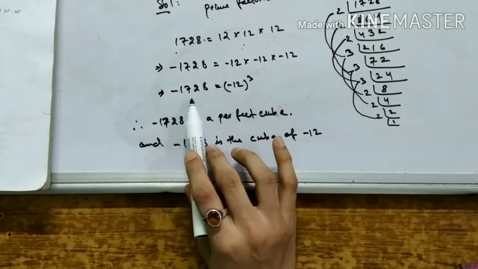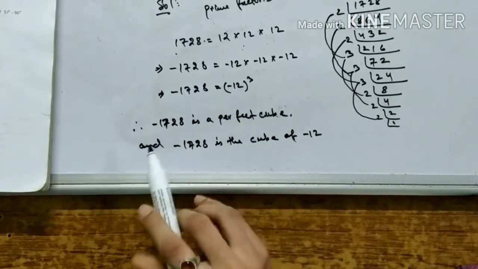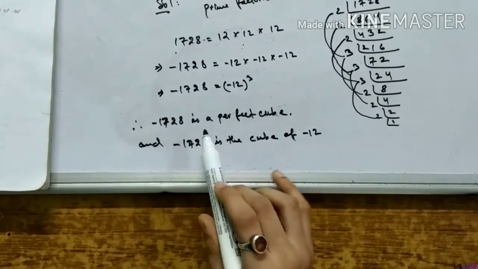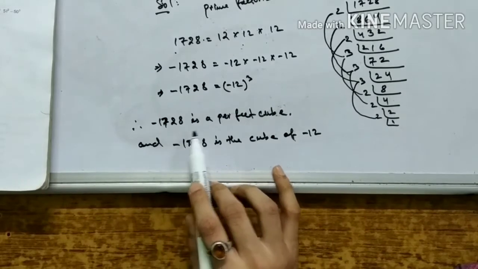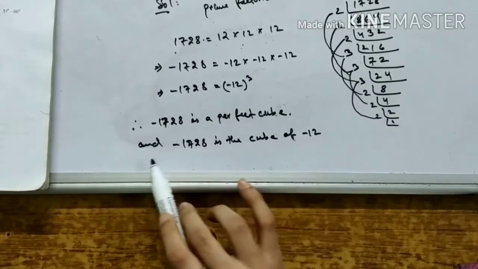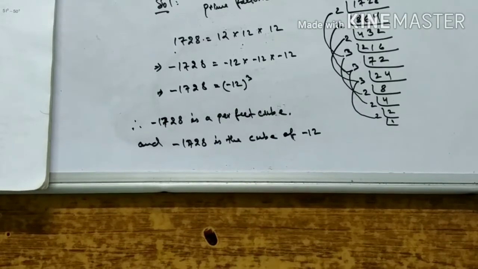So therefore minus 1728 becomes minus 12 the whole cube. So therefore minus 1728 is a perfect cube. I can say that minus 1728 is a perfect cube, and minus 1728 is the cube of minus 12.